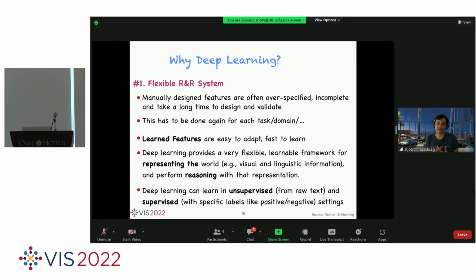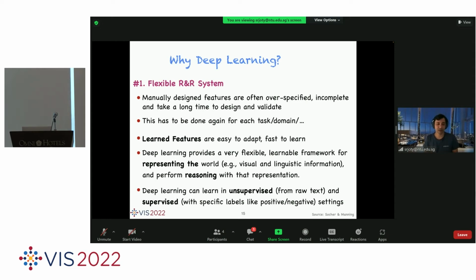On the other hand, learned features are easy to adapt and fast to learn. And we'll see that deep learning provides a very flexible, learnable framework for representing the world, like visual and linguistic information, and performing reasoning with that representation.